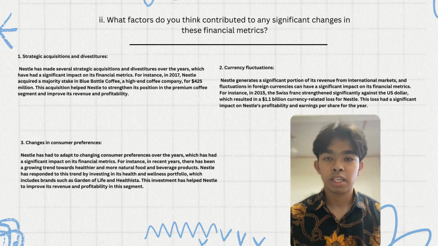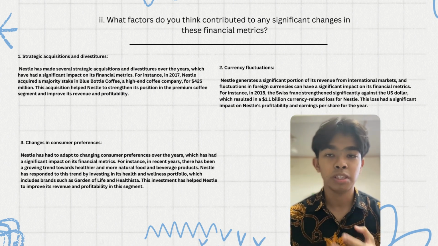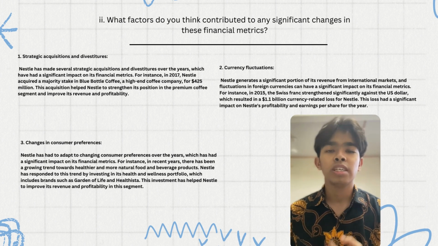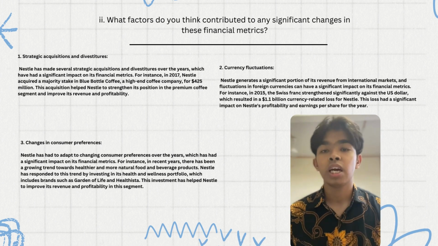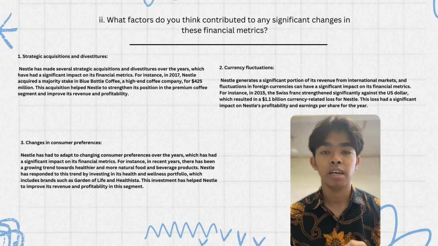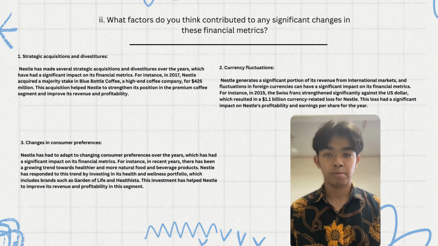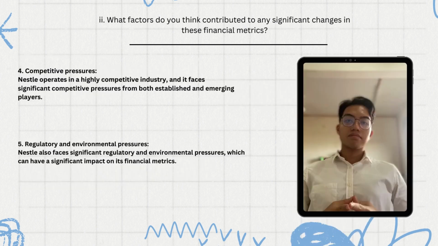And for the point 3, changes in consumer preference. Nestle has had to adapt to changing consumer preference over the years, which has had a significant impact on its financial metrics. For instance, in recent years, there has been a growing trend towards healthier and more natural food and beverage products. Nestle has responded to this trend by investing in its health and wellness portfolio, which include brands such as Garden of Life and Healthy Star. This investment has helped Nestle to improve its revenue and profitability in this segment.